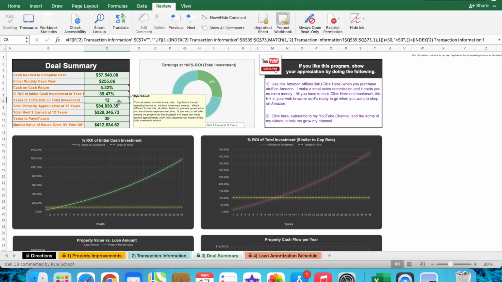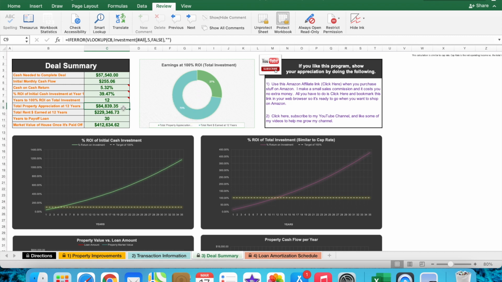And then this cell is similar to cap rate, and this is how many years it's going to take for you to get 100% cap rate. So that initial $157,000 that you used to purchase the property, after 12 years, the appreciation and the total amount that you collected in rent will be equal to that $157,000.